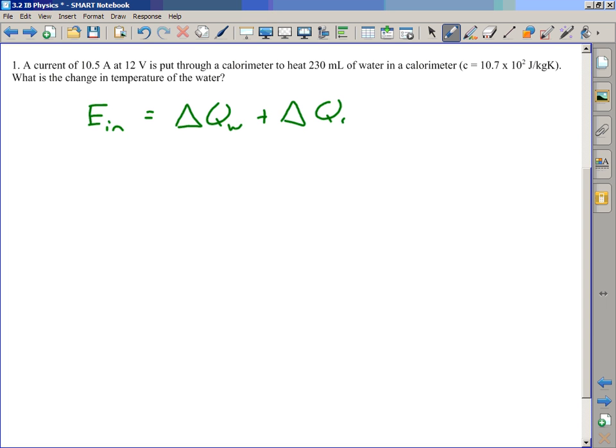Now, this has a couple of flaws in it. This is assuming that everything's perfectly efficient, which it isn't, right? We're going to assume that. I need to give you a time. I forgot to give you a time. T equals 2.5 minutes.